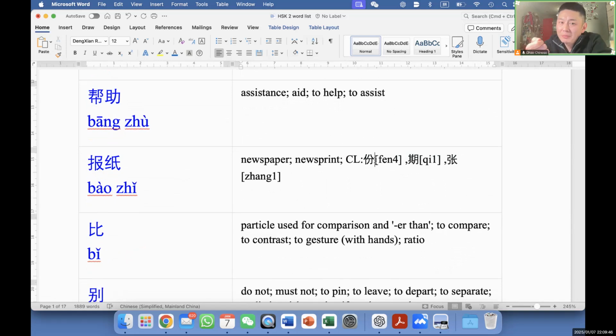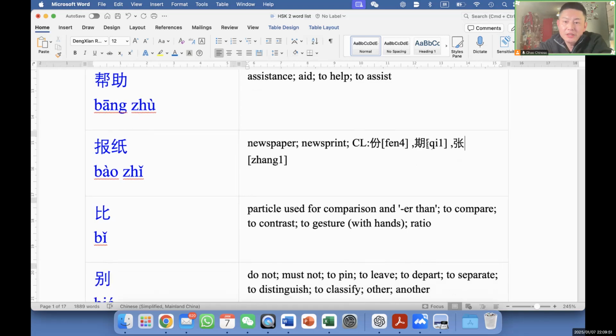One copy of newspaper. Or 一张, if it's only one page, you can say 一张报纸. 一期 means one, what does 期 mean? One issue of paper.